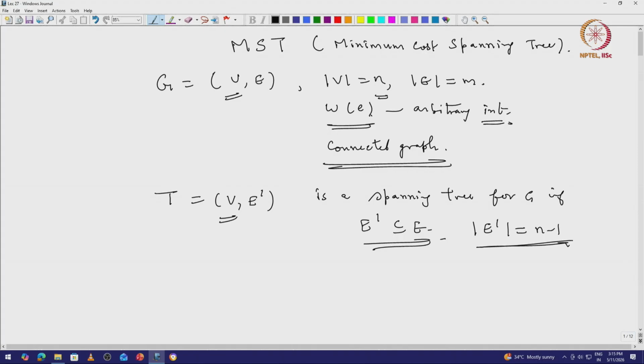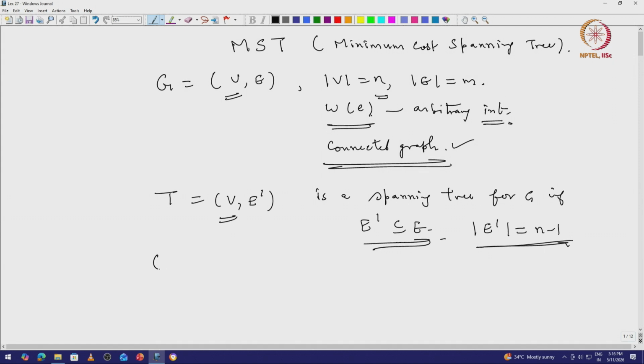Spanning means all vertices are covered. Tree means it provides connectivity and there is no redundancy, no cycles. It is a connected acyclic graph. If T should be connected, obviously G must be connected. That is why we make this assumption. Otherwise we have to work in individual connected components, but we will assume that G is connected.